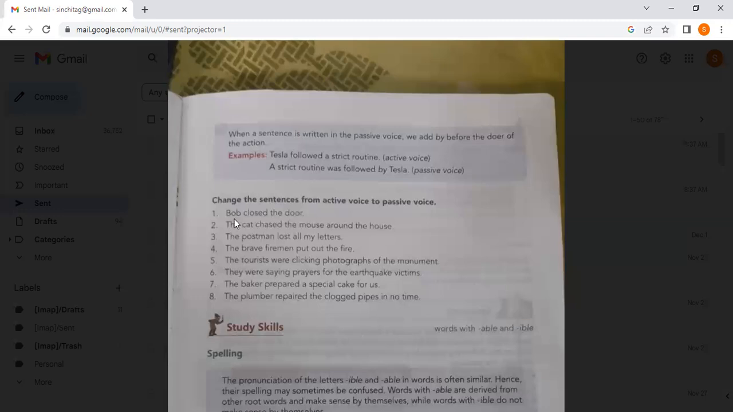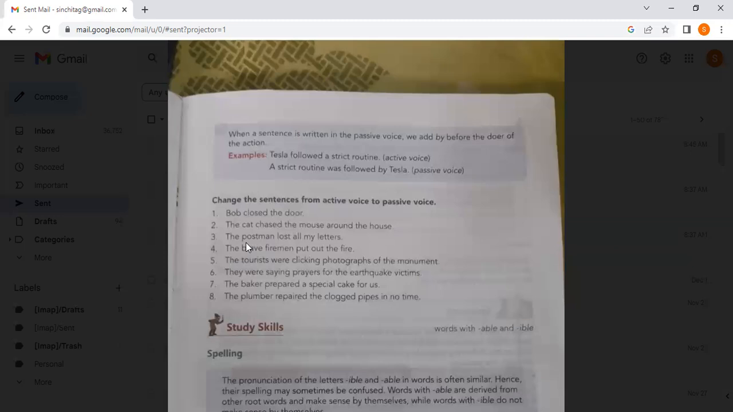Okay, now you have to change the sentences from active voice to passive voice. Change them, beta. Number one. Bob closed the door. The door was closed by Bob. Excellent. Number two. The cat chased the mouse around the house. The mouse was chased by the cat around the house. Excellent. Number three. The postman lost all my letters. All my letters were lost by the postman.